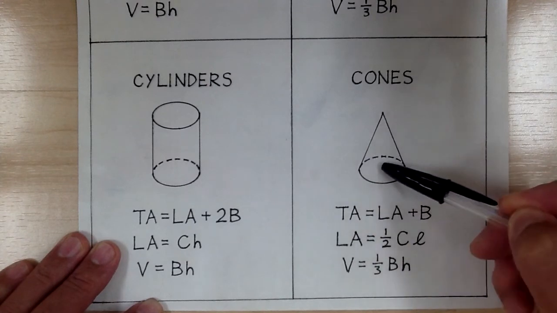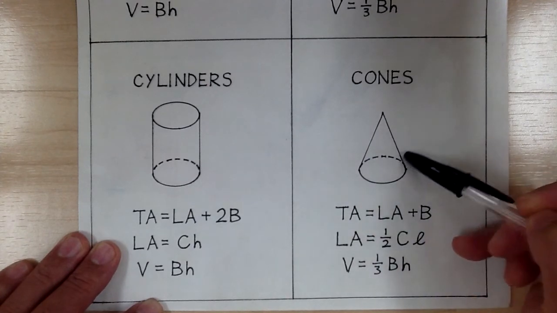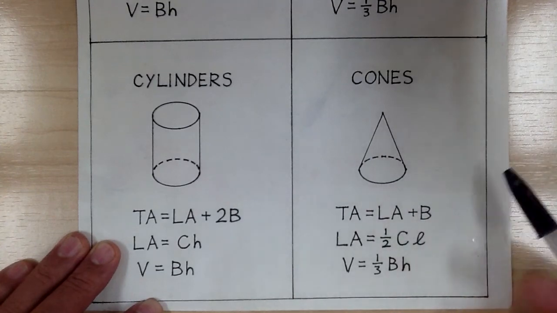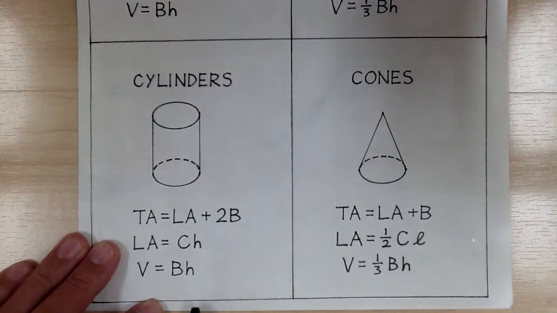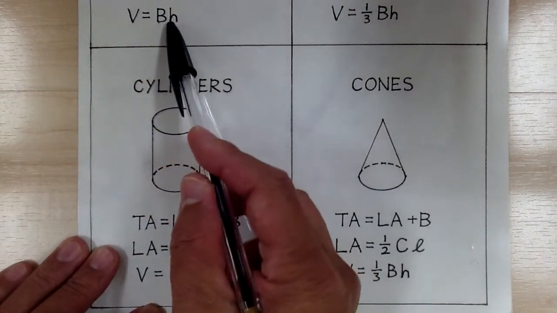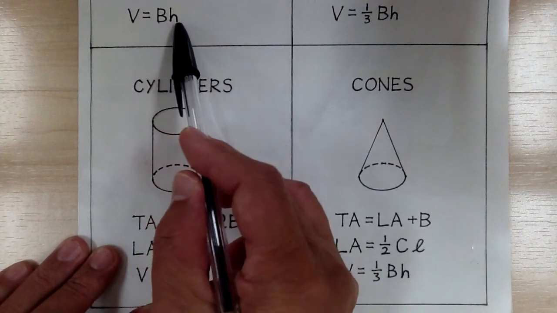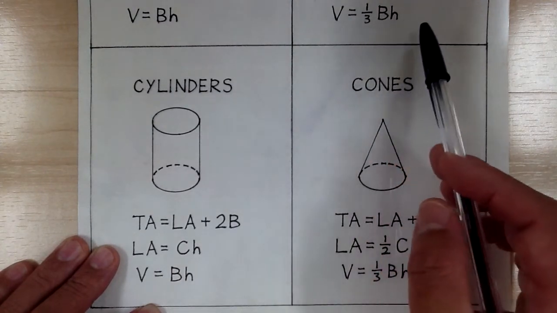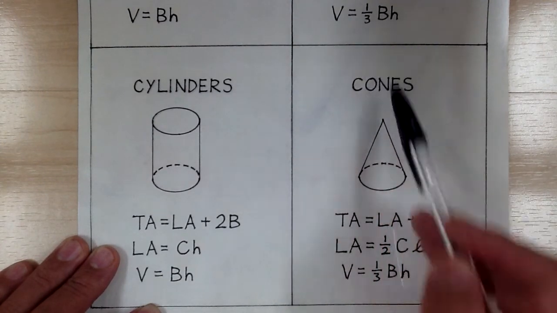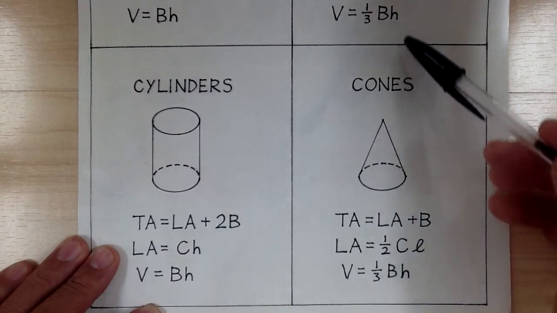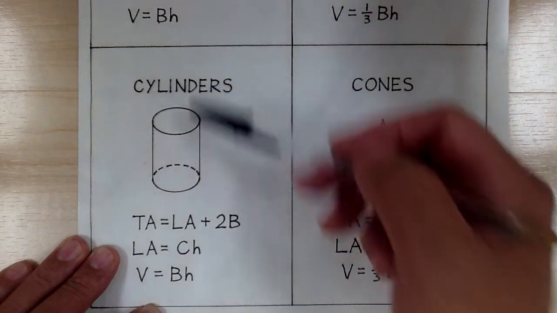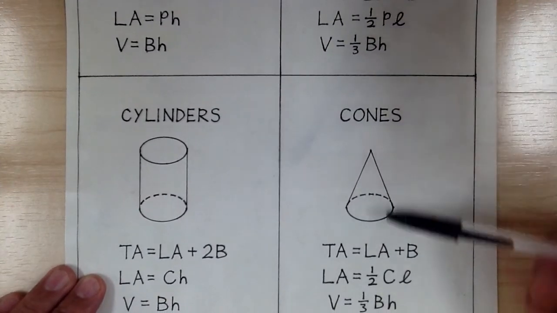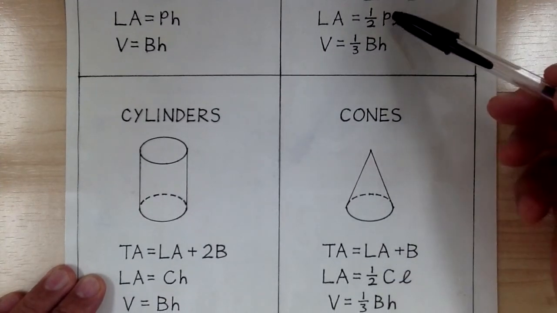This is the h, the altitude, and this L is the slant height, going from here to here. And again, when you go straight up and down, the volume is base area times height. When you have a pointy top, you're going to have 1/3. See the formula? They're exactly identical. And look at the formula for the LA. Again, it's identical.